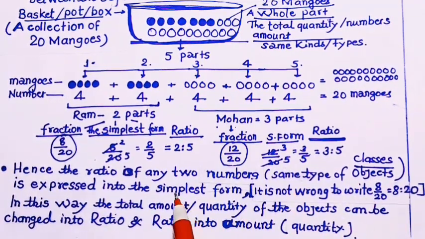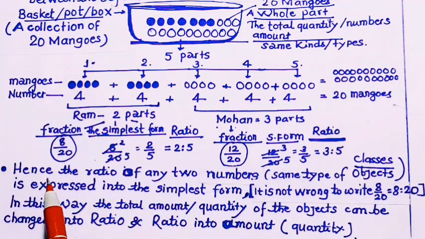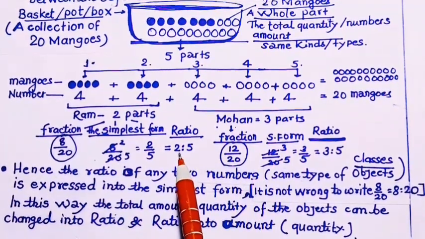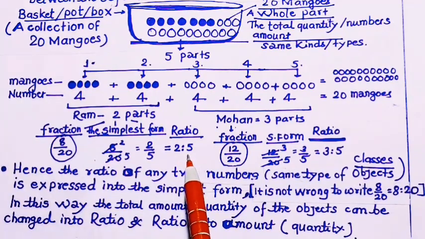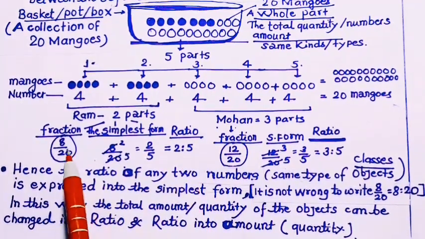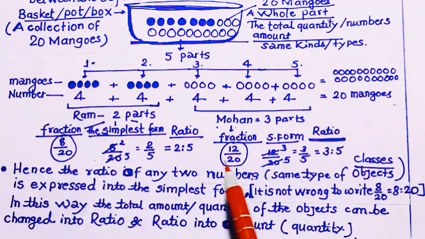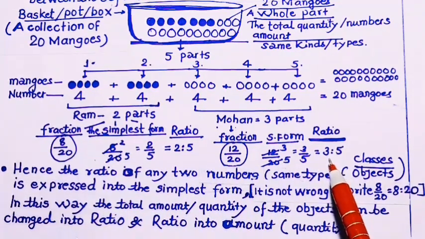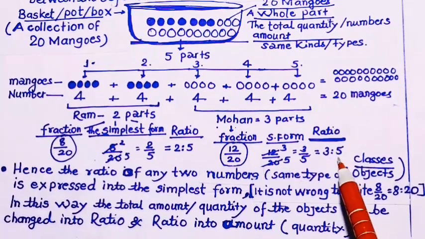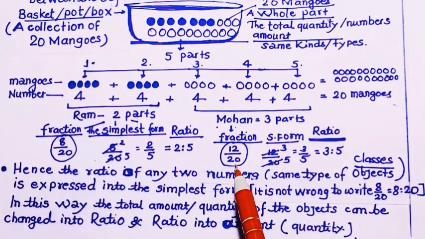Then, if the ratio of any two numbers: the first ratio is 2 to 5, this is the ratio of 8 by 20, and the second ratio is 3 to 5, and this is the ratio of 12 by 20.